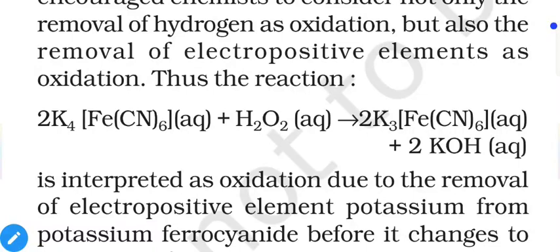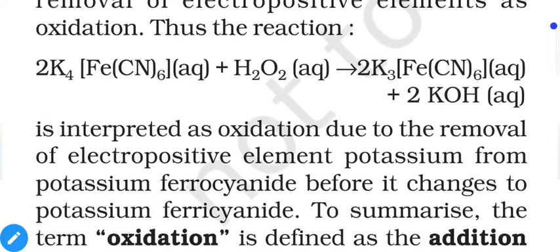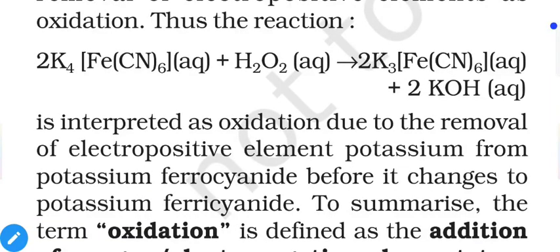Here a reaction is mentioned: K4Fe(CN)6 plus H2O2 gives K3Fe(CN)6 plus KOH. What is the change in the initial reactant? The initial reactant was K4Fe(CN)6, with four potassium ions, but in our main product we have three potassiums. So one potassium is removed, and that's why it is considered oxidation. We removed an electropositive element from the reaction. So the compound changes from potassium ferrocyanide into potassium ferricyanide.